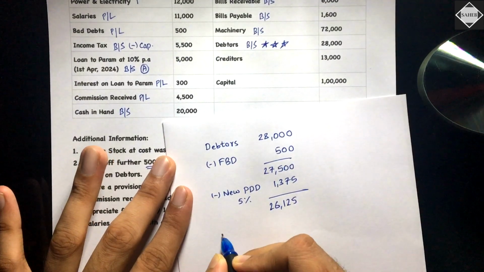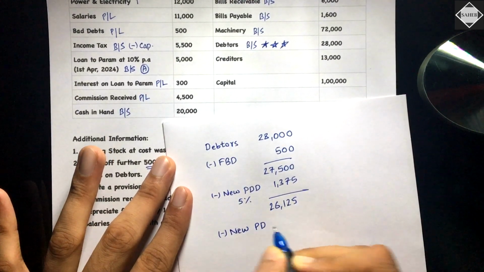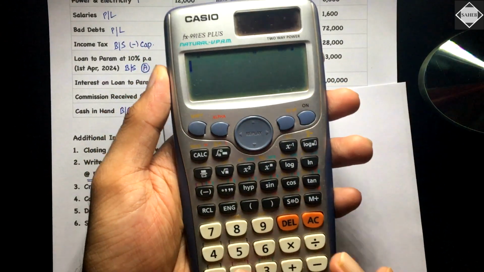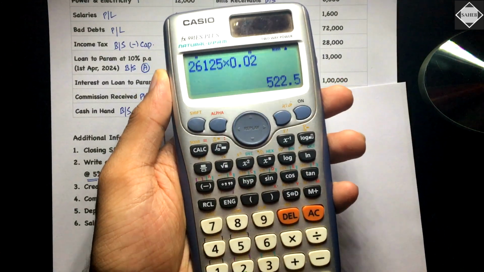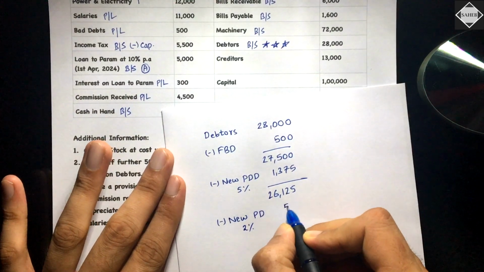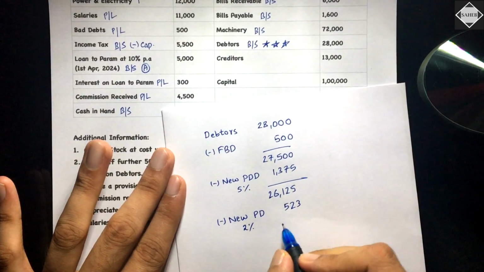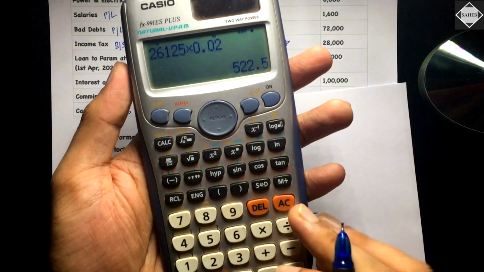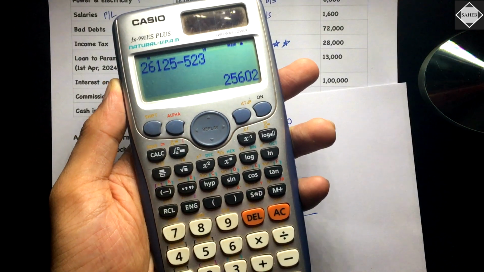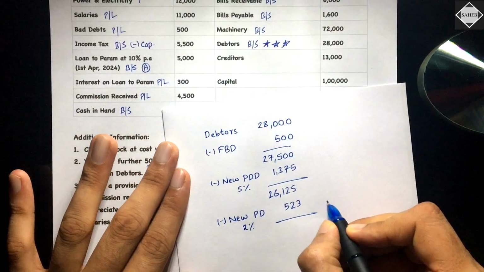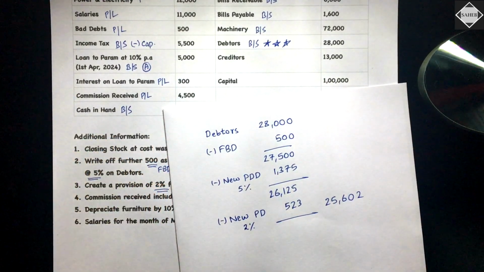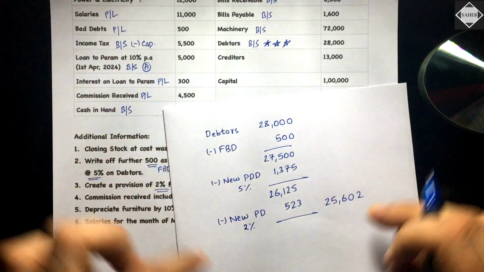On 26,125 you will calculate new PD. PD means provision for discount. How much? 2% they said. So 26,125 into 0.02 is equal to 522.5. Can we round it off? Yes, of course. So let's just make it 523. You can round it off also. Okay, that's fine. So 26,125 minus 523 is equal to 25,602. Now 25,602 will be written outside in the main column of the balance sheet. Is that clear? So this is the balance sheet calculation. Exactly like this you will do in balance sheet.